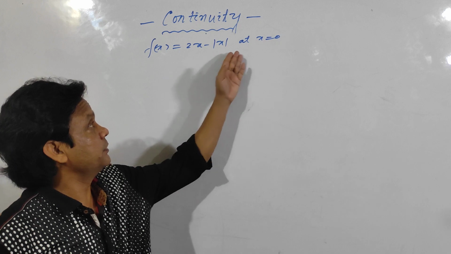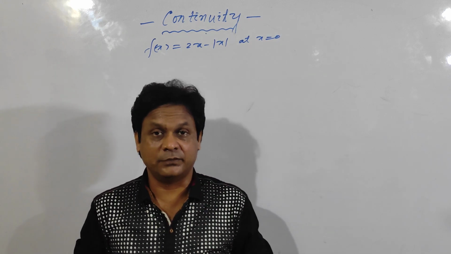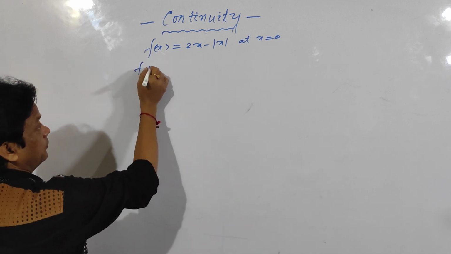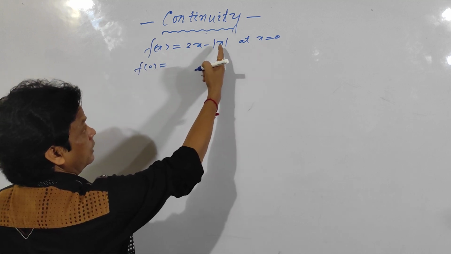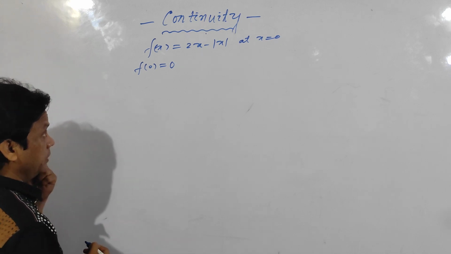See here this question. Here only the function is given and the point is given. So here function value is not given. You have to find out the function value. Clear? So see here, f of 0, function value. Put x is equal to 0. That means 2 into 0 is 0 and 0 modulus is 0. So answer is 0. So here function value is 0.